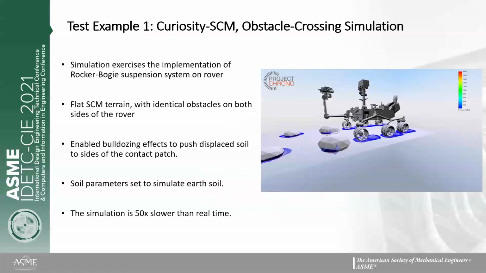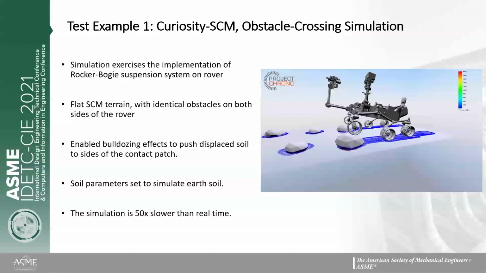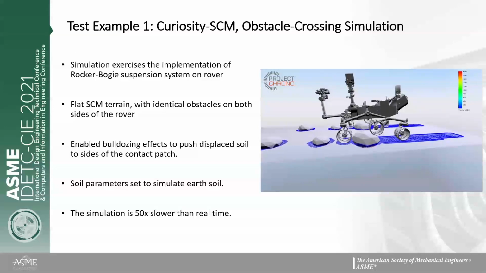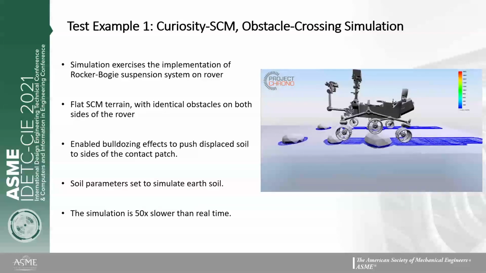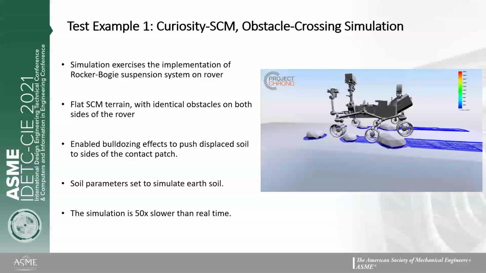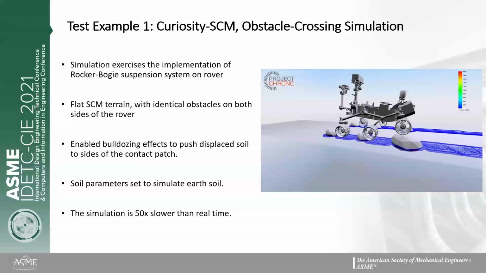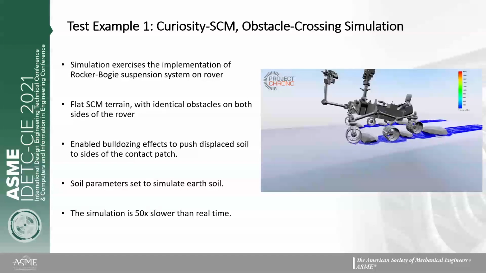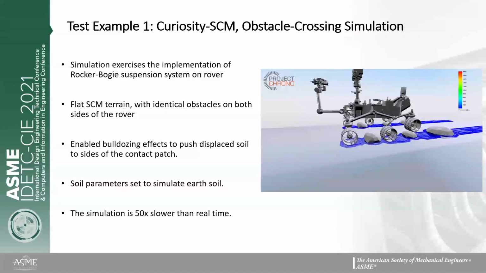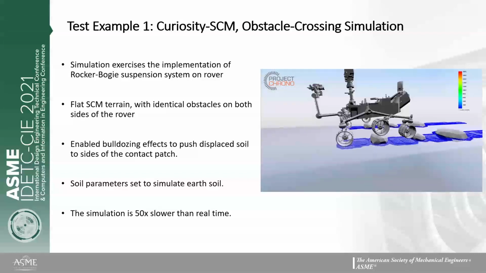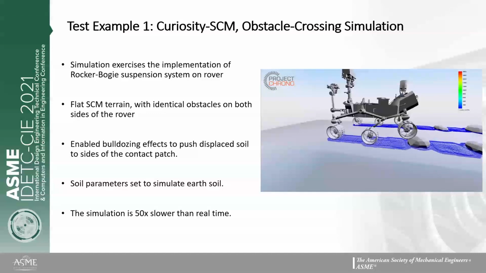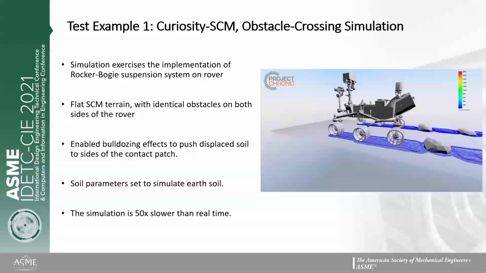Here is an animation of an example simulation which tests out the rocker-bogie suspension system on the rover, the interaction between rigid body and rigid body, which is the interaction between the rover wheel and the rocks, and it also tests out the wheel-terrain interaction using the SCM deformable terrain model. The simulation is approximately 50 times slower than real time. Currently the SCM terrain is parallelized with OpenMP on CPU. Moving forward, we plan to implement the same model on GPU to see whether we can get better performance.